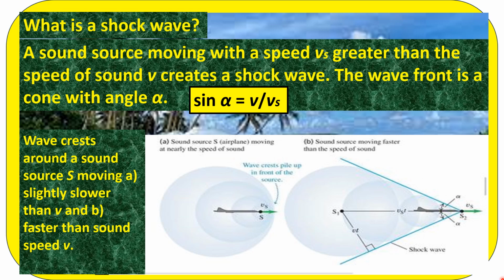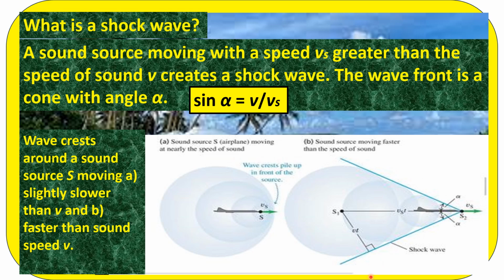It is the arrival of this shock wave that causes the sonic boom you hear after a supersonic airplane has passed by. In front of the shock wave cone, there is no sound. Inside the cone, a stationary listener will be able to hear the Doppler shifted sound of the airplane moving away.